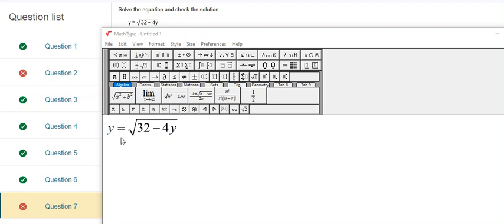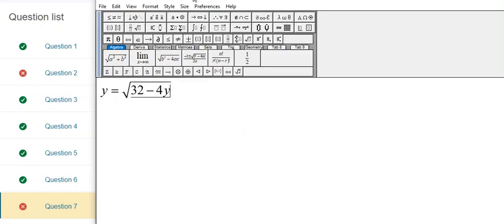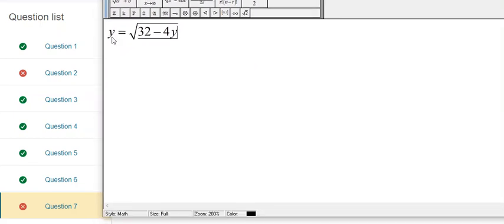This is another instance where we want to solve a radical equation for the variable. This one we have y equals the square root of 32 minus 4y. So y is our only variable. We want to solve this equation.